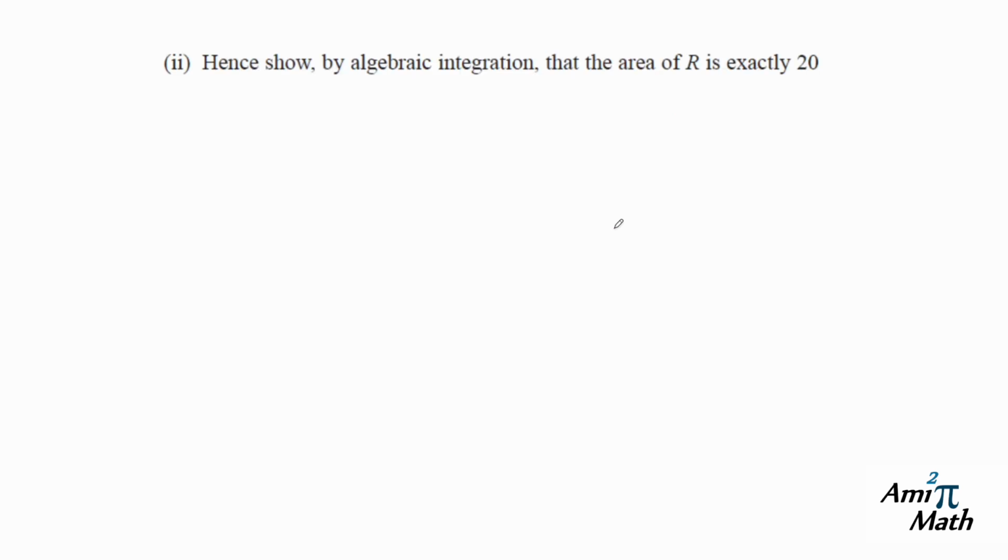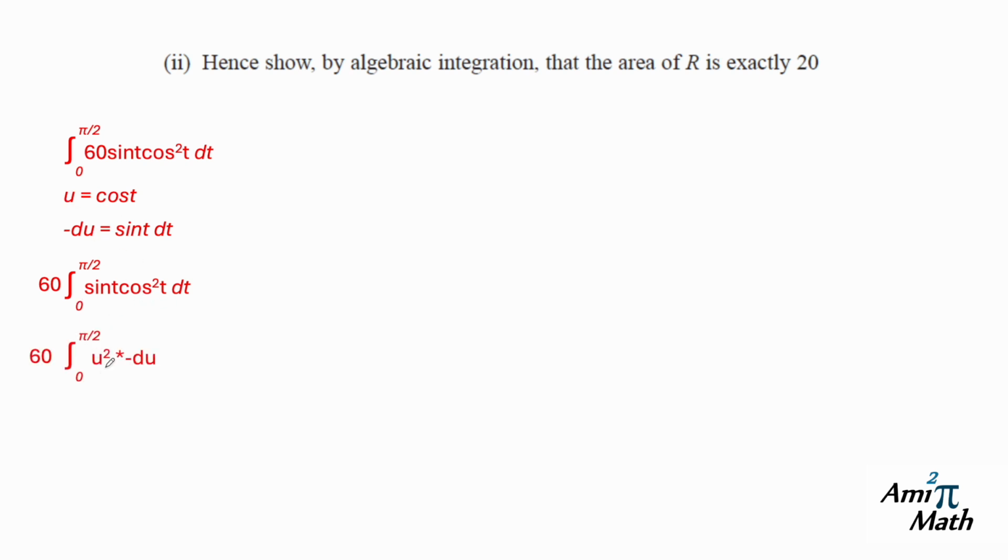Hence, show by algebraic integration that the area of R is exactly 20. So this is our equation, and we'll set u as cos t and minus du as sine t dt. So this part. And then we can take the 60 out of the equation and rewrite it like this, and then plug these back in.